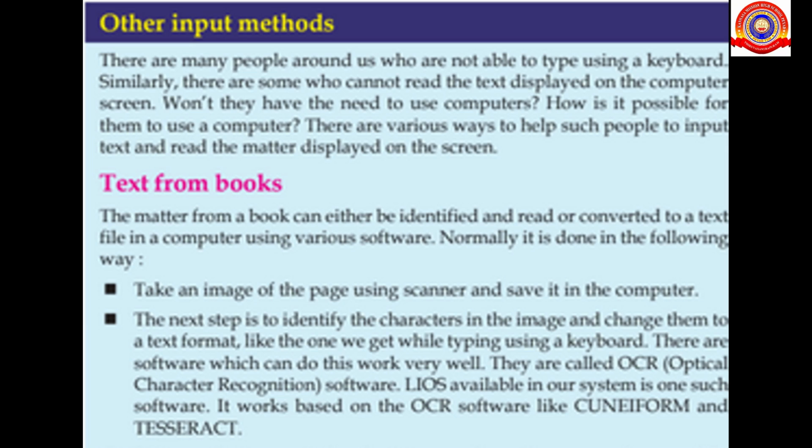Here, the next step of the system is to identify the characters in the image and change them to a text format. For that, there are various softwares. They are generally called OCR, which means Optical Character Recognition software. OCR software is the software which help us to identify the characters in the image and change them to text format. Clear? The full form of OCR is Optical Character Recognition.